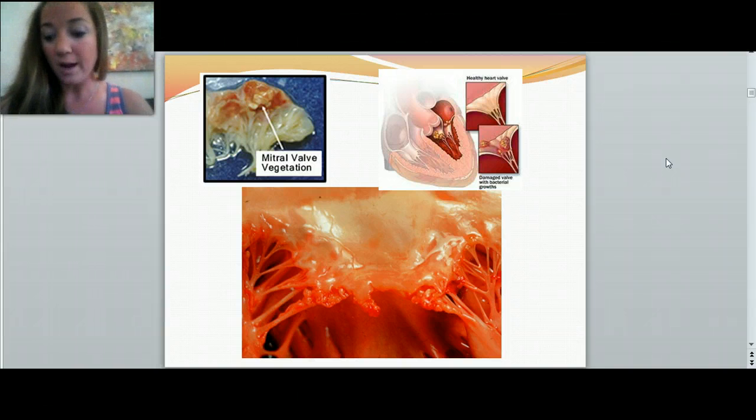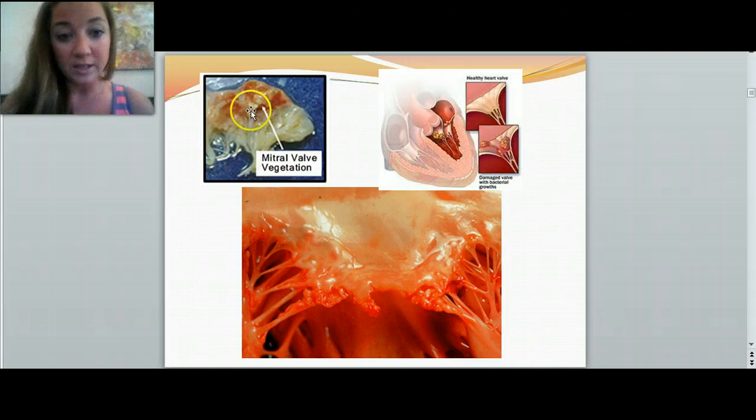All right. Here are pictures of the mitral valve vegetations. Do you see these things growing on here, and it's causing this valve to thicken and shorten? Here you can see it right there as well. Okay.